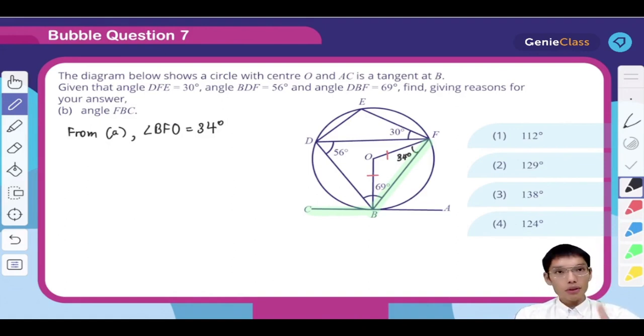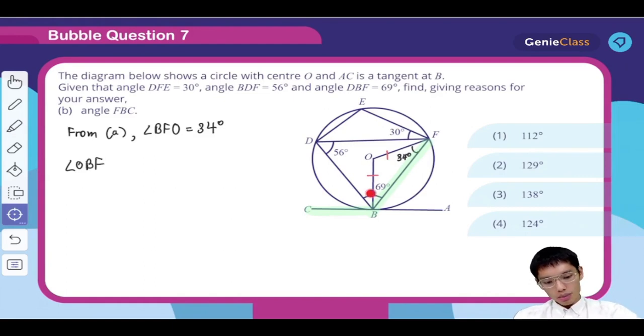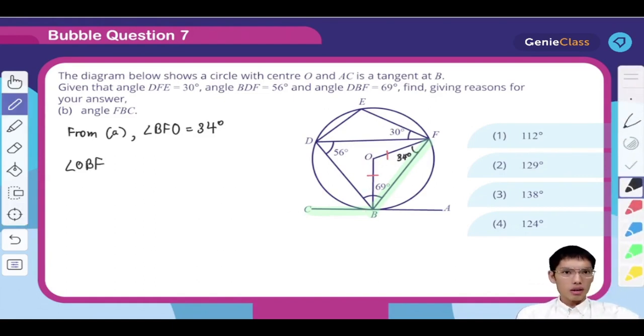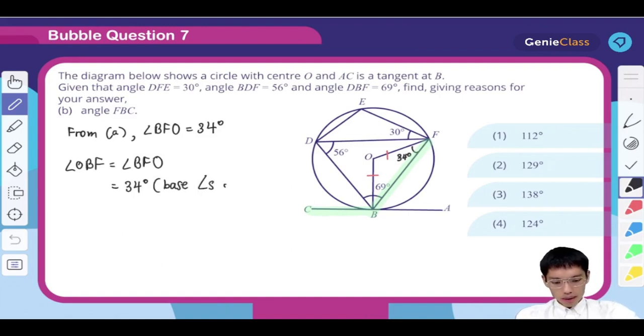Now, next up, what happens is over here. Okay, I know this is 34, and based on the previous part, I can also make use of OBF. Take note, what are the angles I can find? It consists of 2 angles, OBF and OBC. So what is OBF? We have done this just now, isosceles triangle. OBF is equals to BFO, this is equals to 34 degrees. Why is this so? Because they are the base angles of my isosceles triangle.